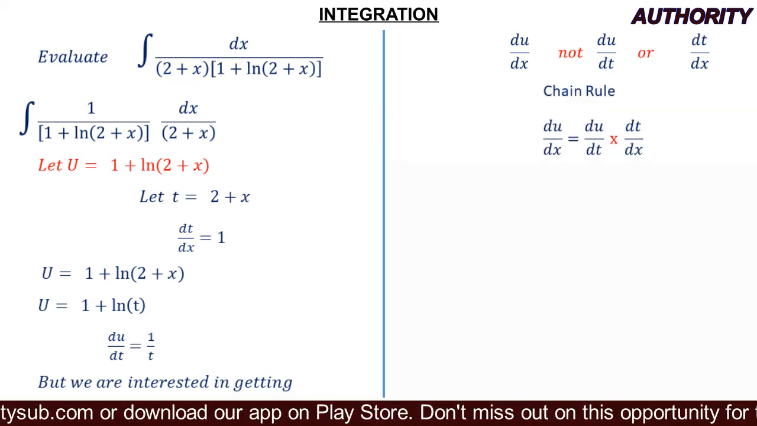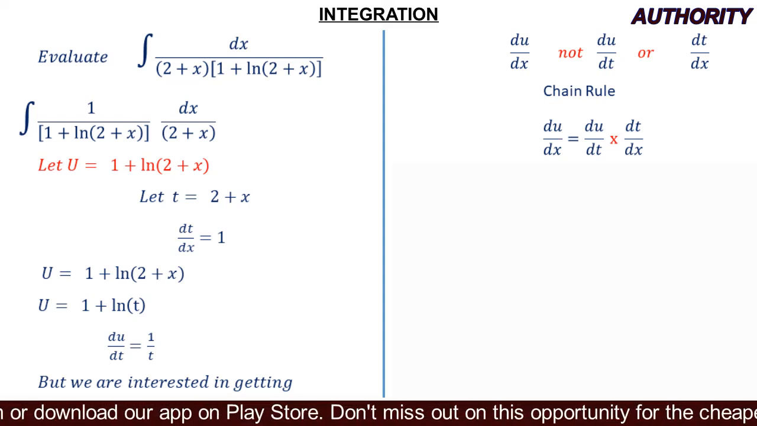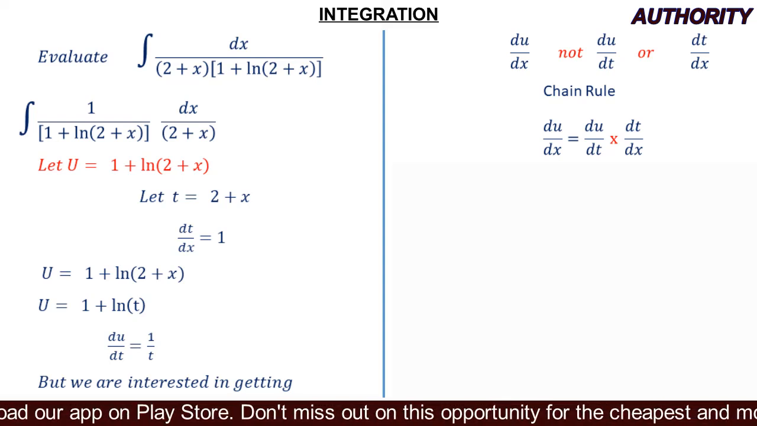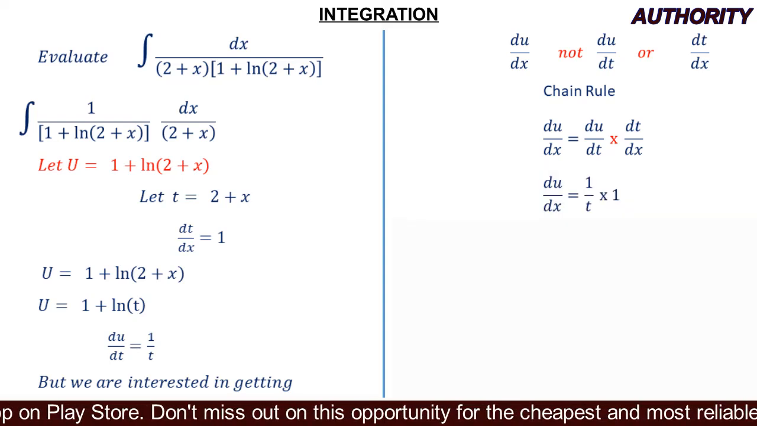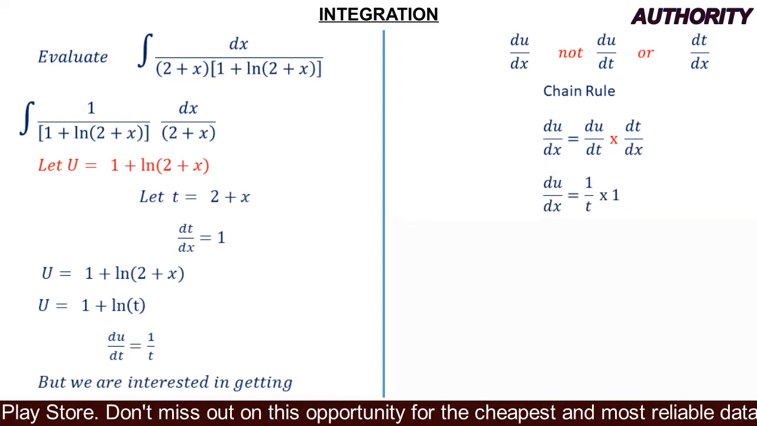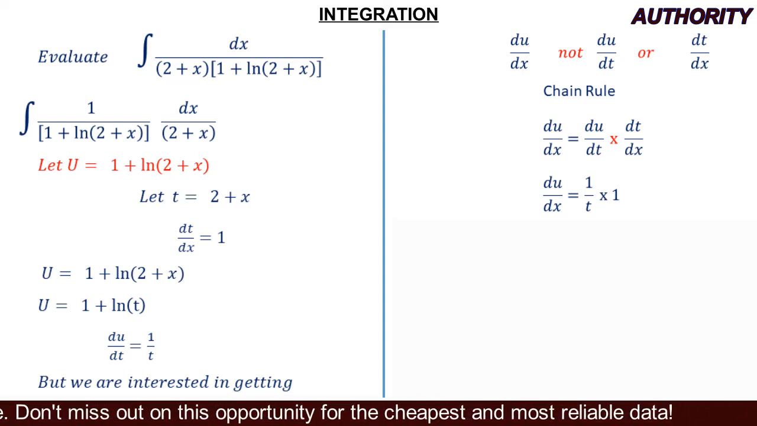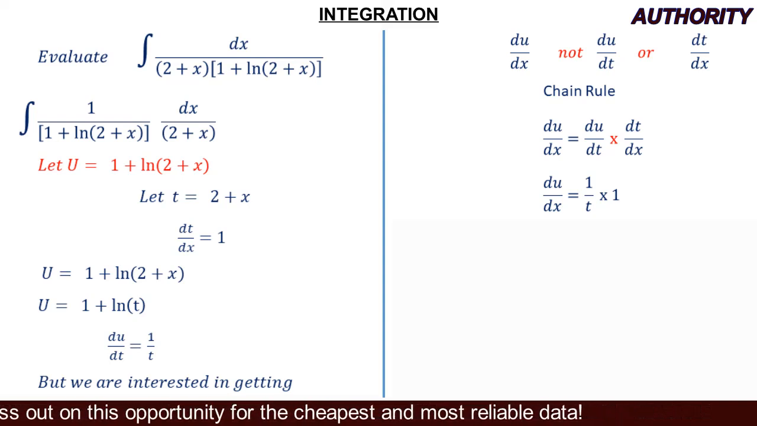So the chain rule properly says du/dx that we're looking for is the product of these two derivatives, which is du/dt times dt/dx. Okay, now let's apply it here. We have du/dx is equal to du/dt, which is 1 over t, times dt/dx, which is what? It is 1. So that is the same as saying 1 over t.